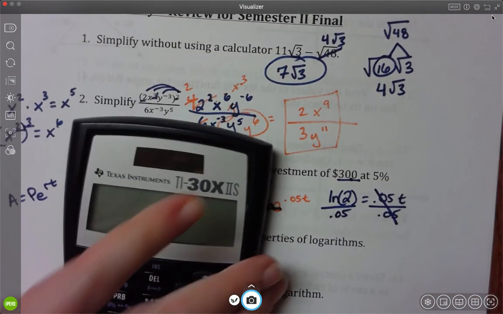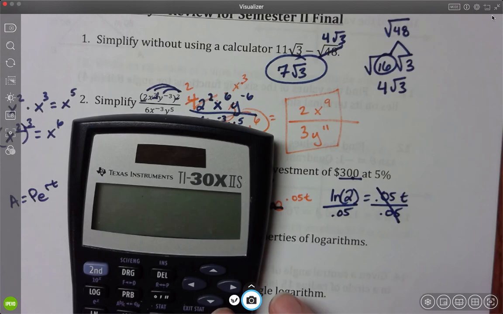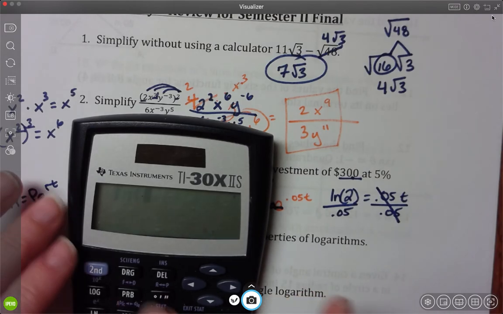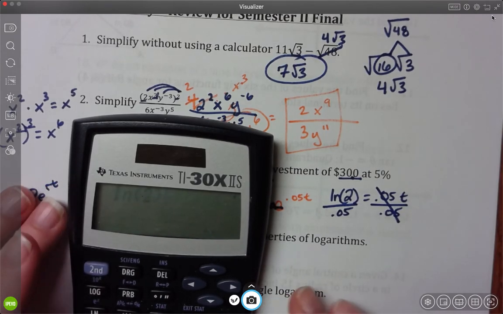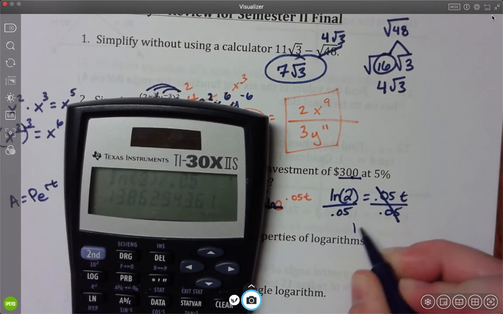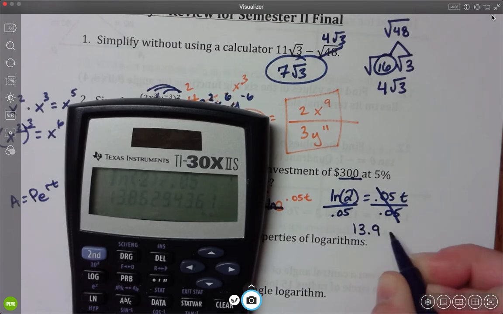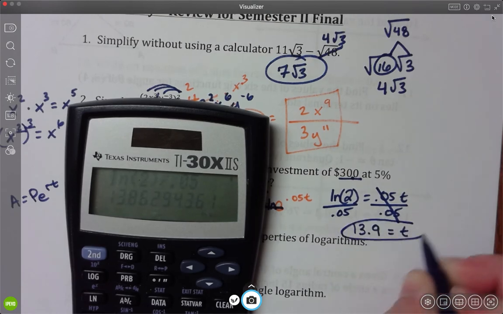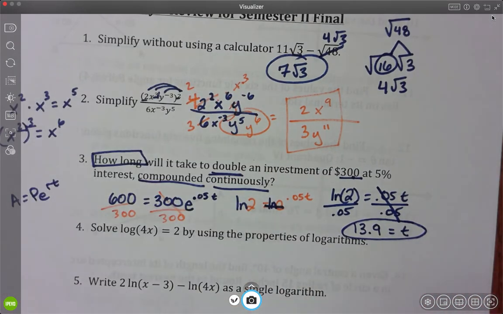So I've got a dumb calculator. Let's see if we can just get this to come out. ln of 2, make sure you close your parentheses, divided by 0.05. And that guy is 13.9, we'll say, is what t is. And that's probably going to be represented in years because compound interest is represented in years. So 13.9 years is how long it will take to double that investment.